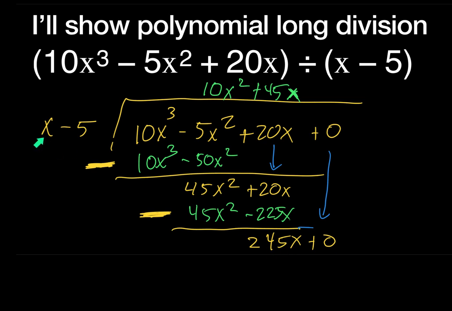Well, it's already x, so that number needs to be 245. I go 245 times x, that's 245x. 245 times negative 5, I know it's going to be negative 1,000.